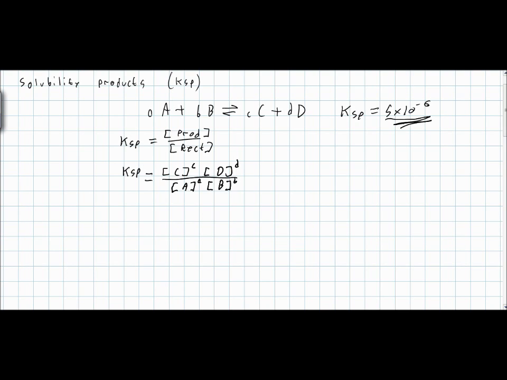Alright, so let's say that we have this KSP value up here. I'm not sure if any actual reaction has that KSP value, but it is within a range of KSP values. So what we're going to say is that this KSP value is equivalent to this reaction. And let's say that little a is equivalent to 1, little b is equivalent to 1, little c is equivalent to 1, and little d is equivalent to 2. Which seems simple enough, correct?